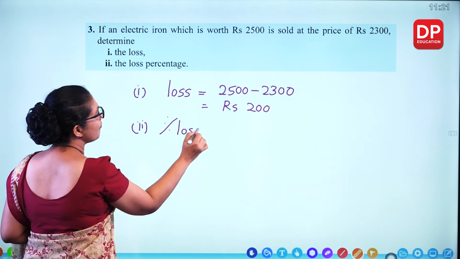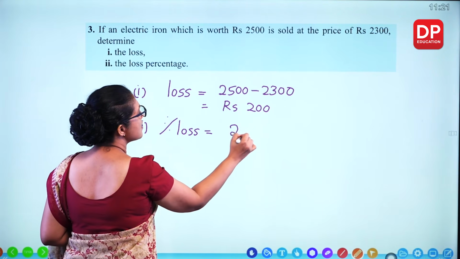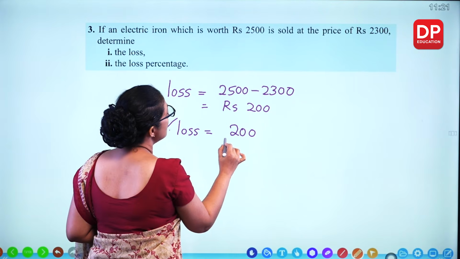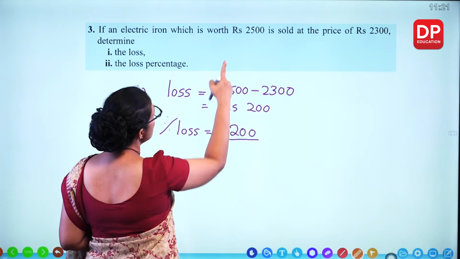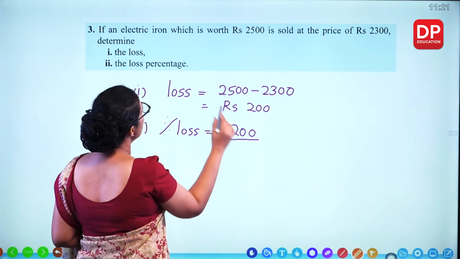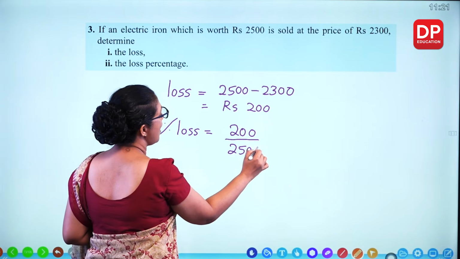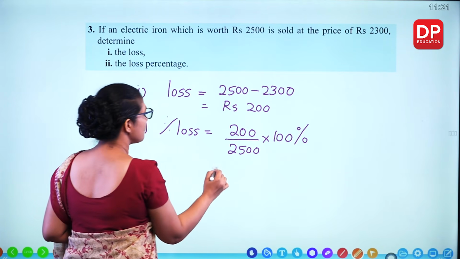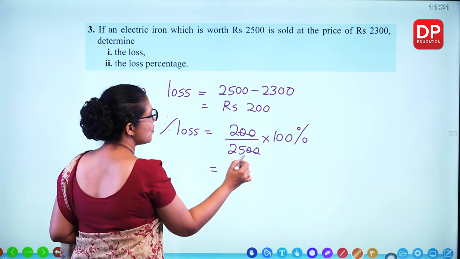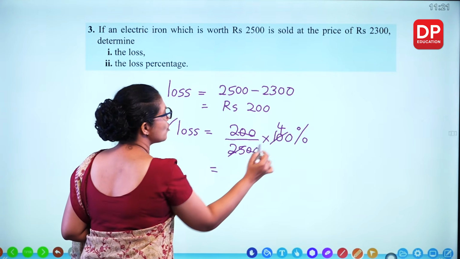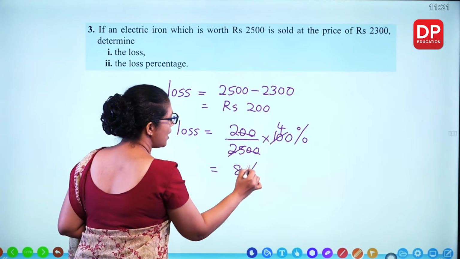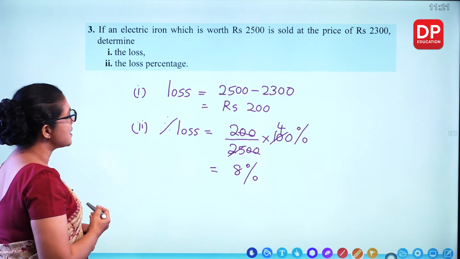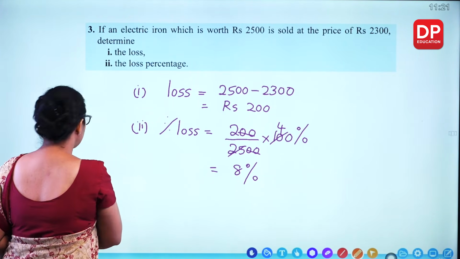Percentage loss is 200, the loss, divided by the initial value, that's the buying price, 2,500 into 100%. 2 zeros, 25 times 4. So 4 times 2, 8% loss. So you get 8% loss.